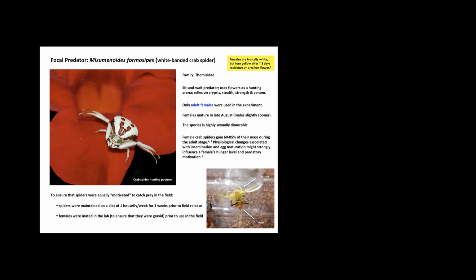Adult female spiders gain most of their mass during that adult stage, and this has crucial impacts on their eventual fitness. Physiological changes associated with insemination and egg maturation, as well as hunger level, could influence predatory motivation. So I had a protocol to try to standardize this. I collected up my spiders as penultimate instar juveniles, brought them into the lab, and ran them through a time frame where I controlled their diet and I gave them mating opportunities so that I could try to ensure as best I possibly could that when I released them into the field, all spiders were equally motivated to hunt.